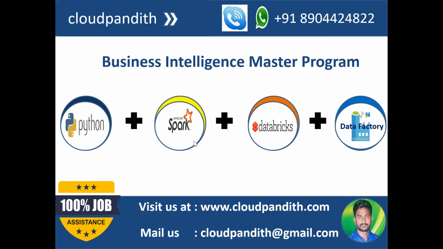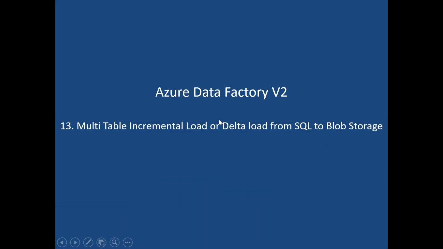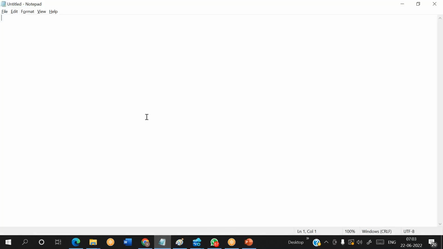Okay. Good morning, friends. In this BA Master program, in today's session, we'll talk about multi-table incremental load, or you can call it a delta load, from SQL database to blob storage or data lake storage, or anything you can choose. Now, let's imagine there is a SQL database to Gen2 storage or blob storage, copying the data. So this is day one. On day one, there is a SQL database table.